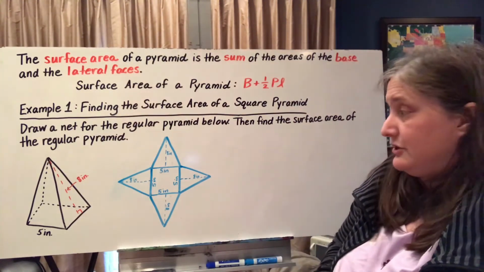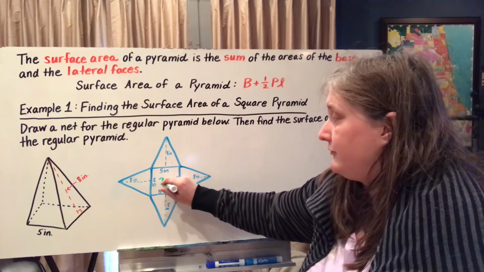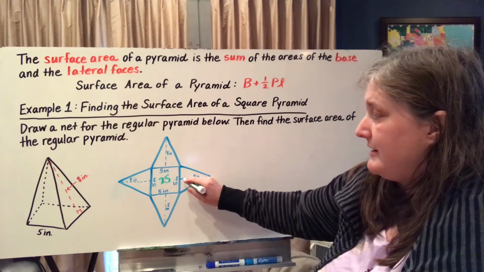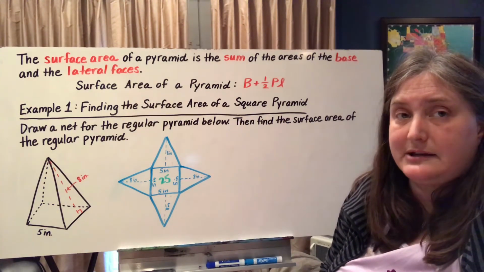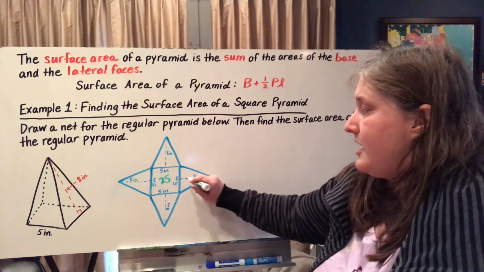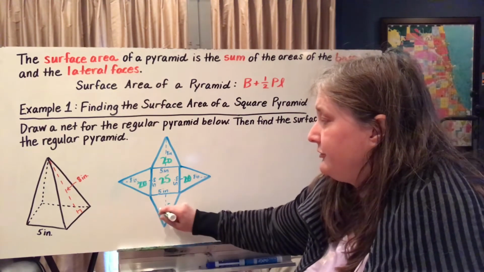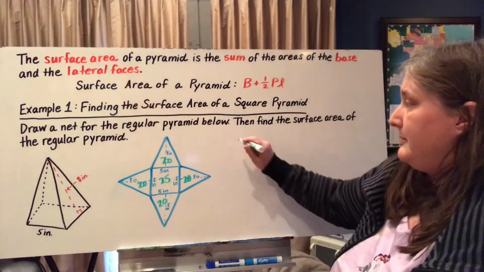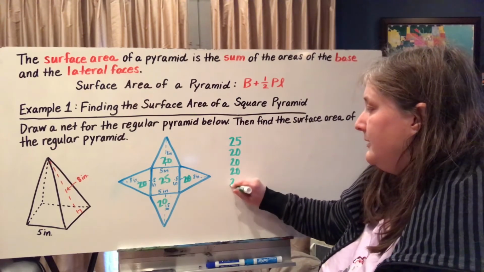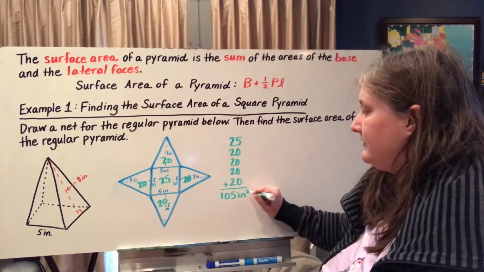So I can find the area of each of these sides. So the square in the middle is a 5 by 5 square, so it's going to have an area of 25. And these triangle pieces here have a base of 5 and a height of 8, and it's always base times height divided by 2 for any triangle. So all of these triangles are going to have an area of 20. So in order to find the total surface area for this pyramid, I'm adding 25 plus 20 plus 20 plus 20 plus 20 for an area of 105 inches squared.